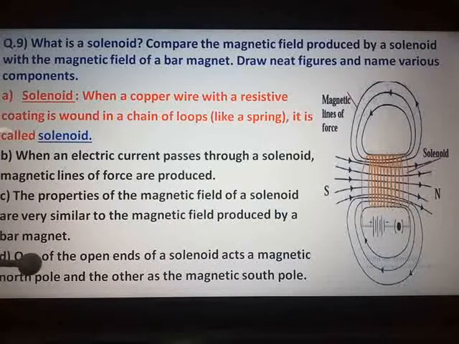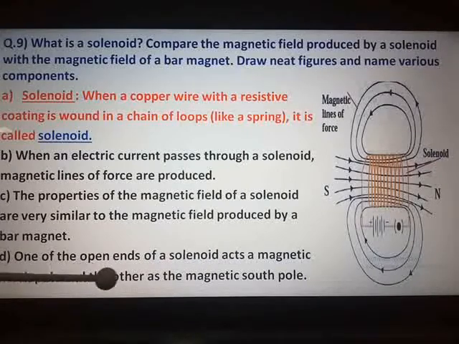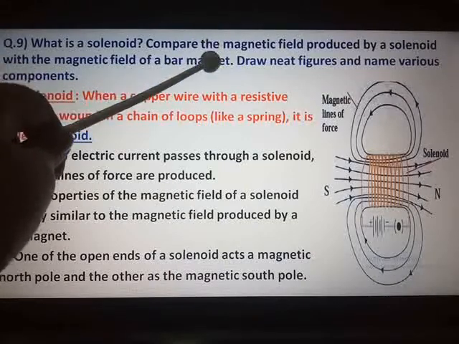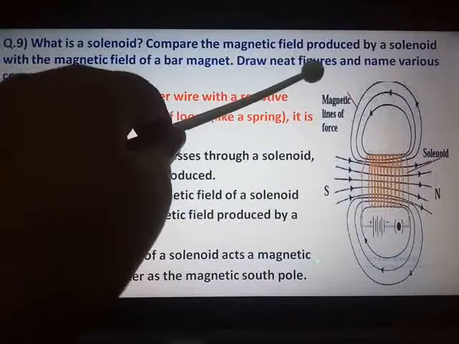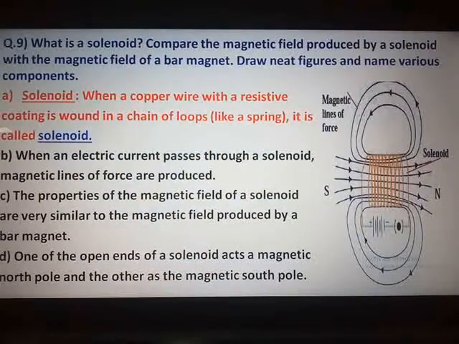Go to the next paragraph. One of the open ends of a solenoid acts as the magnetic north pole and the other as the magnetic south pole. Now here your second part of the answer is completed. Now they have told draw neat figure. So the figure given in the textbook, figure 4.9, that you are going to draw and name the various components.